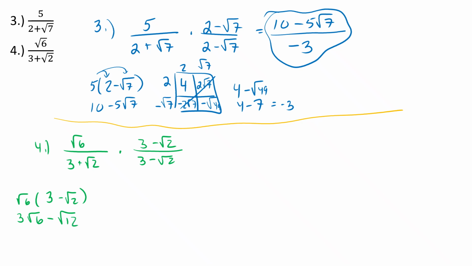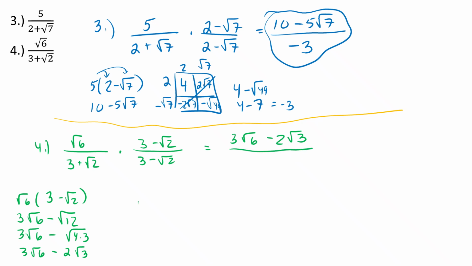12 will factor into 4 times 3. So we'll have 3 root 6. The square root of 4 is 2. And we end up with that. So we end up with 3 root 6 minus 2 root 3. So much fun. All right.